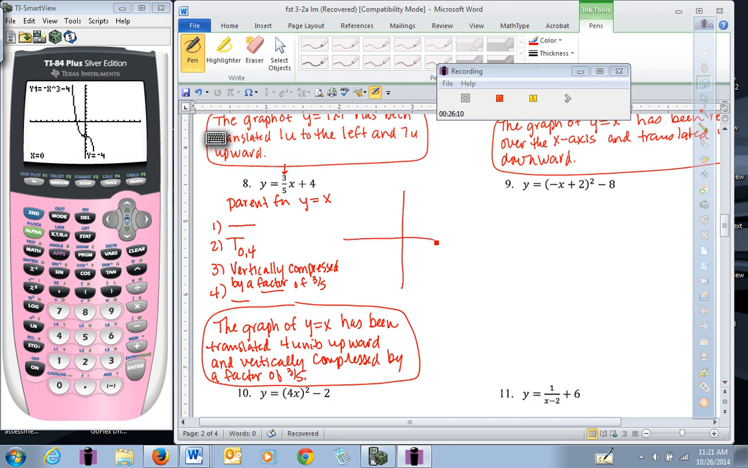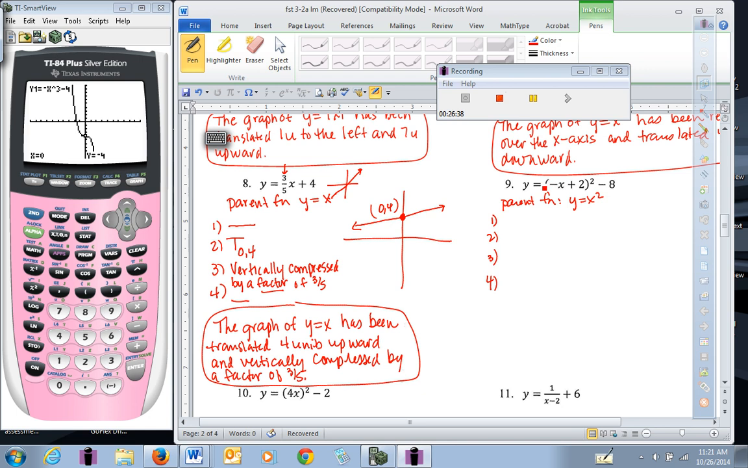How does that look? Well, it looks like it goes through 0, 4 right here, and it's got a very, well, not as steep a slope as your identity function. Your identity function is going to go right through here with a slope of 1. It doesn't quite have that much slope, does it? So this is 0, 4. Okay, number 9. The parent function is the parabola y equals x squared.